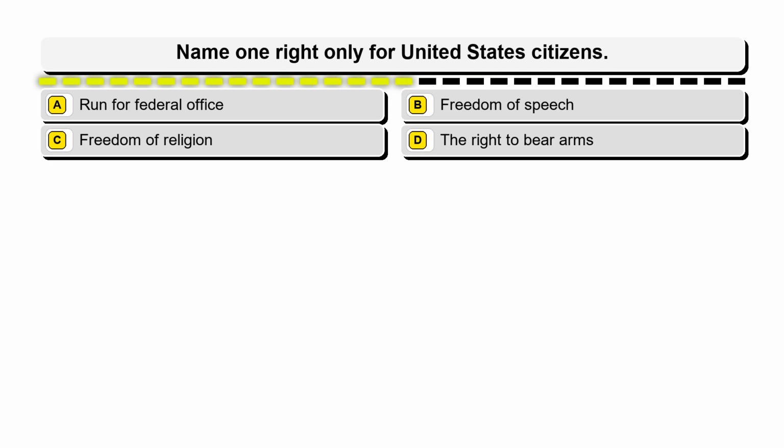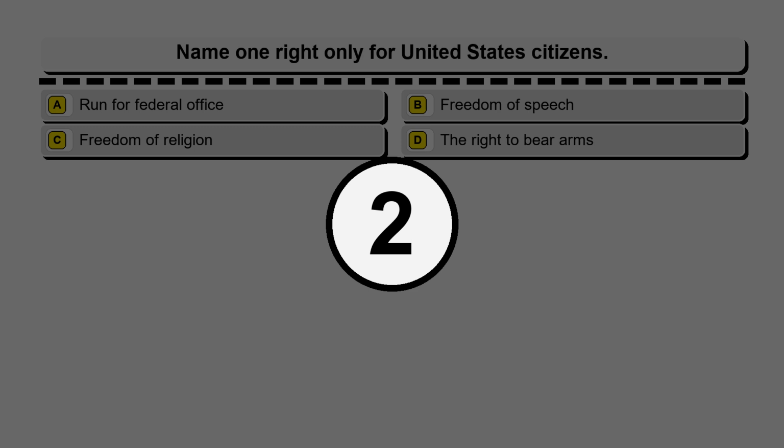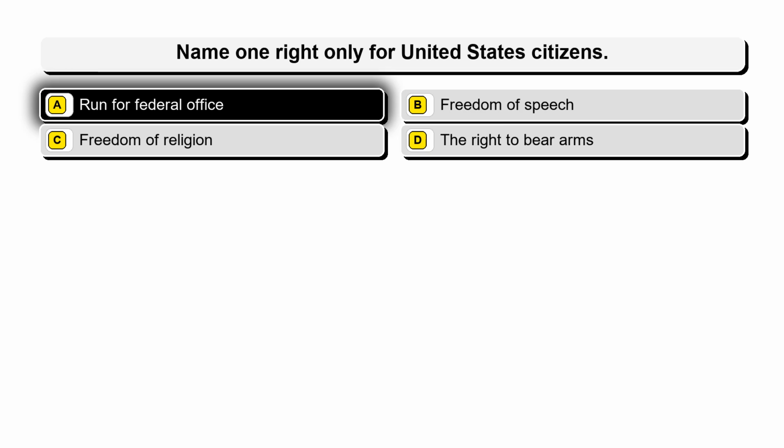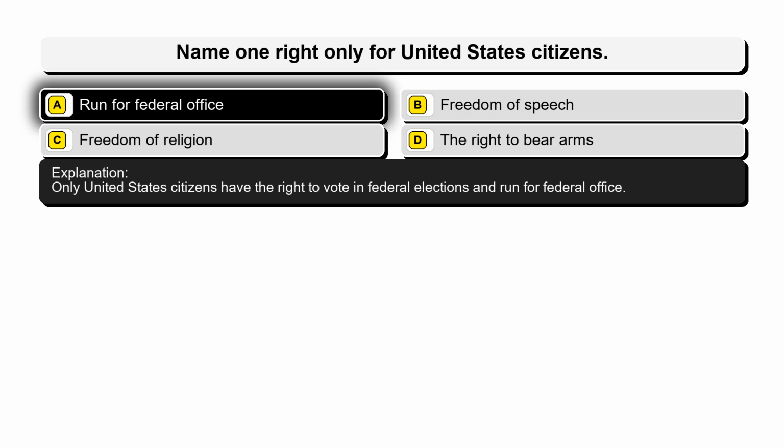Question 66. Name one right only for United States citizens. Option A, run for federal office. Option B, freedom of speech. Option C, freedom of religion. Option D, the right to bear arms. The correct answer is option A, run for federal office. Only United States citizens have the right to vote in federal elections and run for federal office.